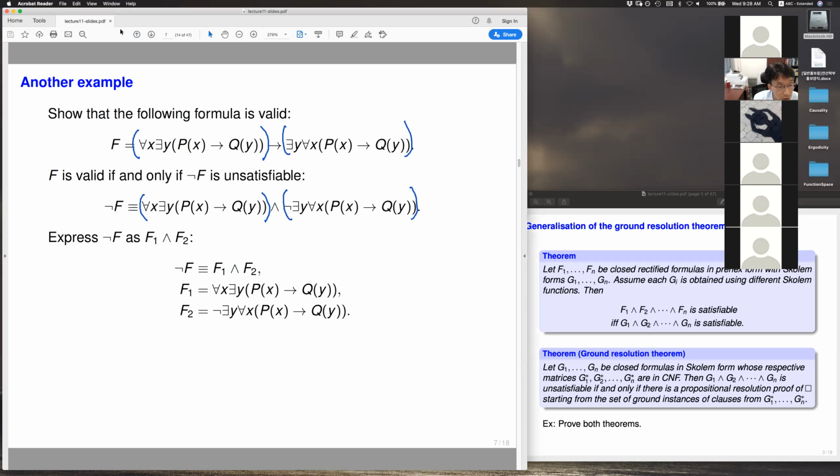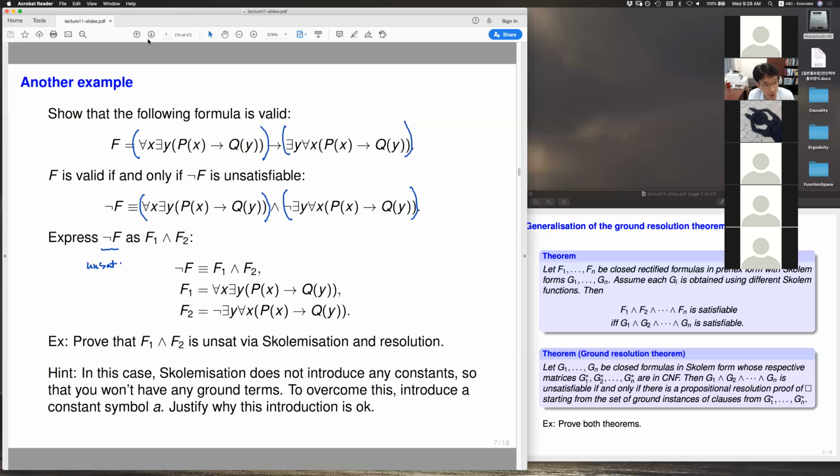And then now we split this formula into two parts. The first formula is about the first conjunct. The second formula is about the second conjunct. And then we want to check whether this is unsatisfiable. We want to use all the things that we learned, the Skolemization and the ground resolution, to prove this is unsatisfiable. So here's an exercise I want you to do: prove the unsatisfiability of F1 and F2 using Skolemization and the ground resolution theorem.